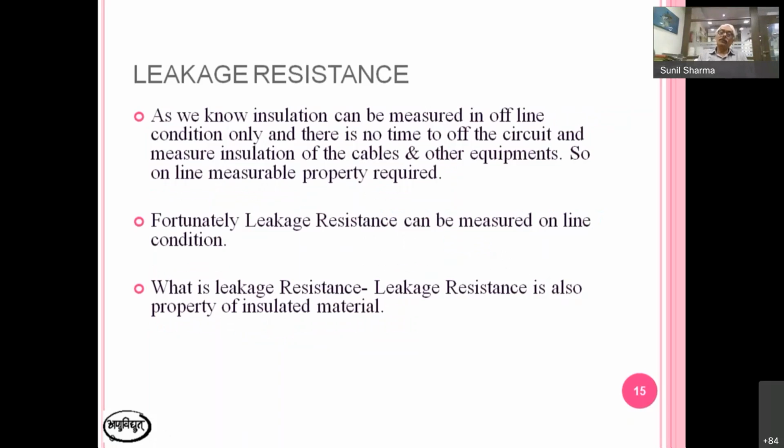Leakage resistance. Now, as we discussed leakage or system insulation, what is this leakage? As we know, insulation measurement is an offline condition work and is done by measuring, which takes too much time. So we required a quick measurement or quick health monitoring system which will give us an indication that your health with respect to earth is deteriorating. So it gives an alarm and we are alerted. Fortunately, leakage resistance can be measured in online condition, and leakage resistance is also a property of insulated material.